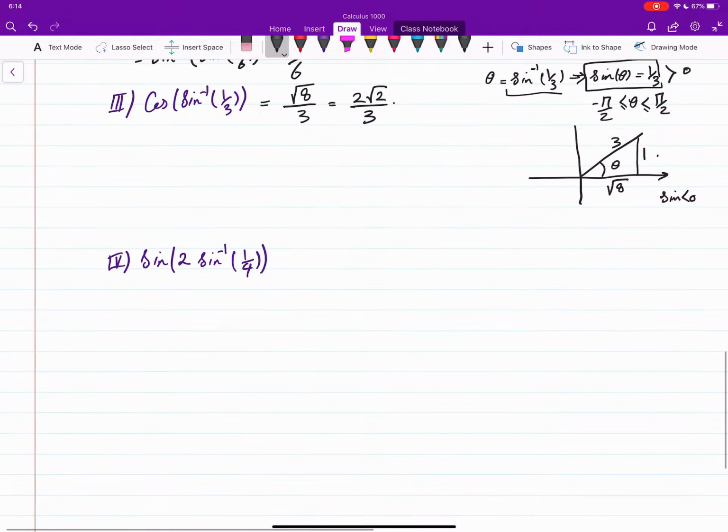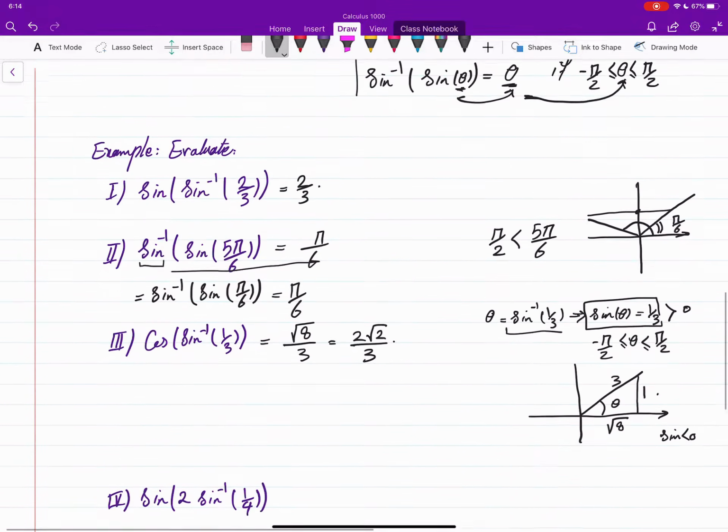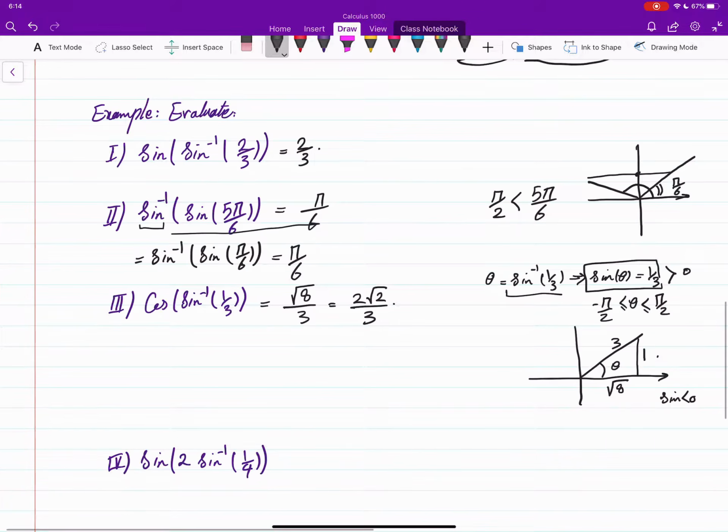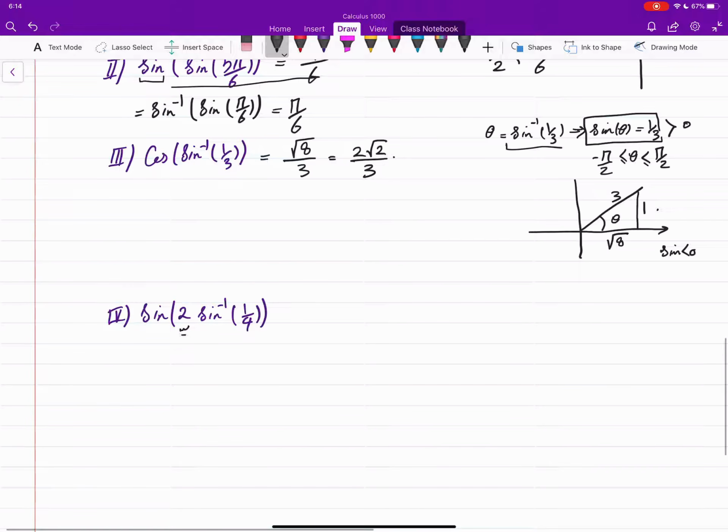How about this one? Sine of 2 sine inverse of 1/4. Well, sine inverse is always, they cancel each other. So this is true. But now we have a number 2 here. That's the big issue for us. Well, this is an angle, yes. So you can use double angle formula and simplify this.